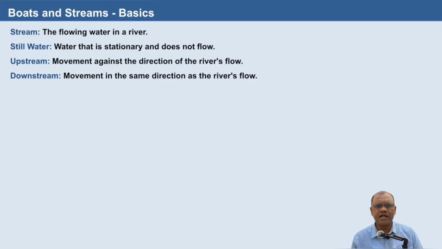Upstream: movement against the direction of the river's flow is called upstream. So if a boat is going against the direction of the water, it is upstream. Downstream: movement in the same direction as the river's flow. So downstream is in the same direction of the water. If the boat is traveling with it, it is downstream.